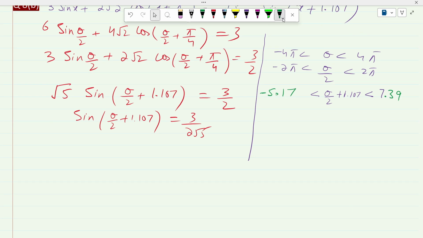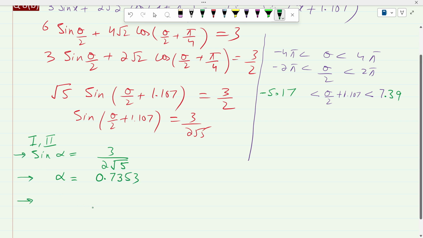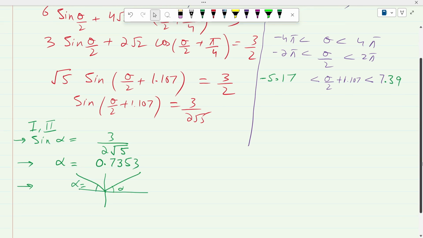Now, first of all, we do all the steps which we usually do in a trigonometric solution. First thing is to identify the quadrant. It will be in the first and second because sine is positive. Then after that, we find the basic angle of 3 over 2 root 5. So the basic angle is 0.7353. This is the second step. First step, second step, then the third step. In the third step, we just draw this basic angle in the first and second quadrant and find all the angles in the first positive revolution.